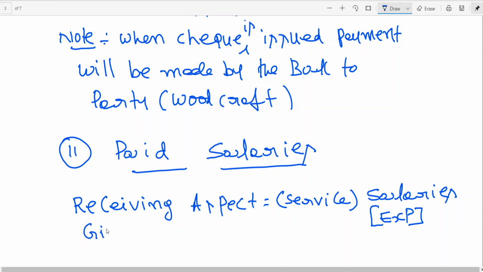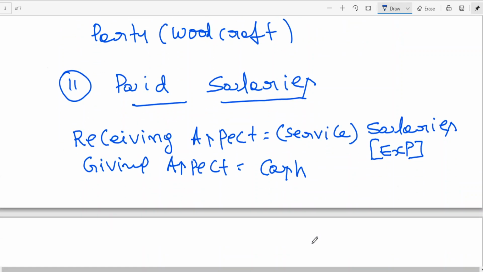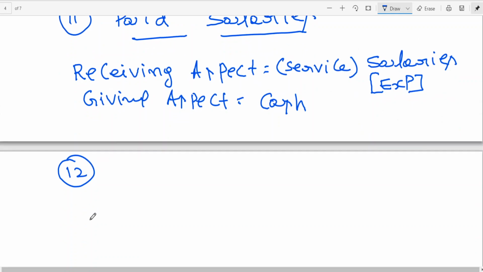Now, giving aspect is cash. Are you following? You can give a few more examples also: electricity, rent, interest, etc. One example I have given, we can take that later on. The same examples will be repeated, and technically how we need to record we'll be learning, but the outcome is the same. For every transaction there are two aspects. Got it?